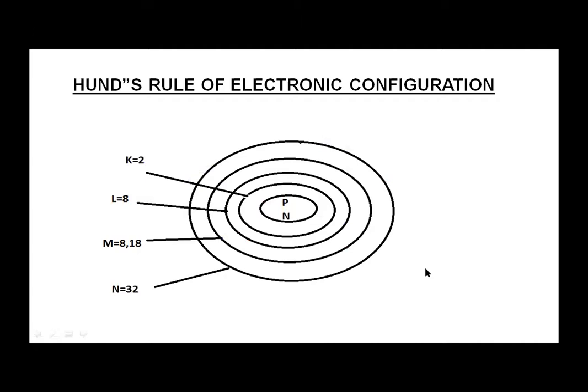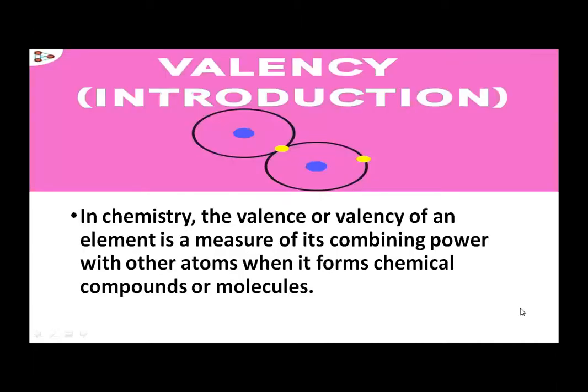Those substances or elements which follow this rule are called stable. Those elements which don't follow this rule are called unstable. So, elements donate or accept electrons, 1, 2, or 4, to complete their electronic configuration.